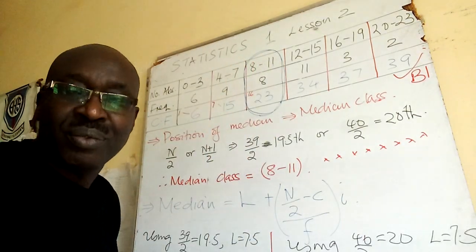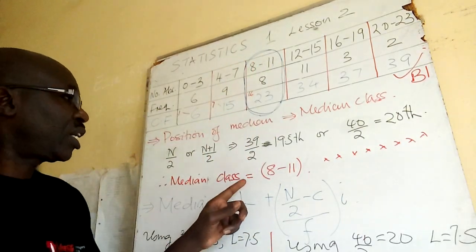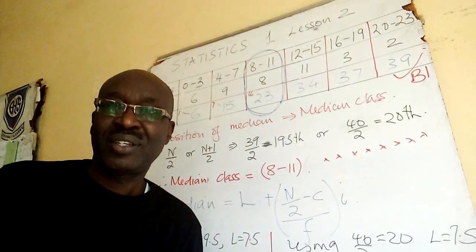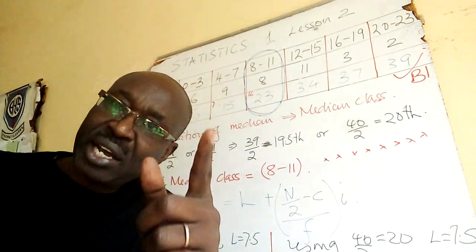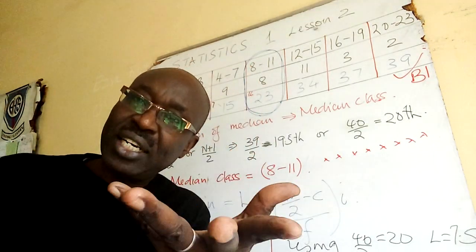Highlight it so that your answer, median class, is 8 to 11. Highlight it. My friend, I'm telling you, highlight. If you don't highlight, you get confused.